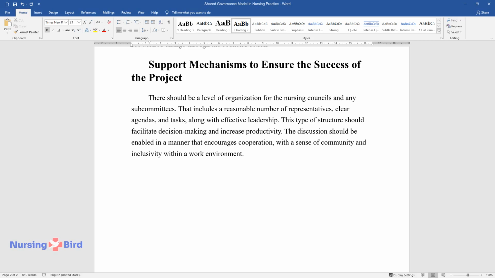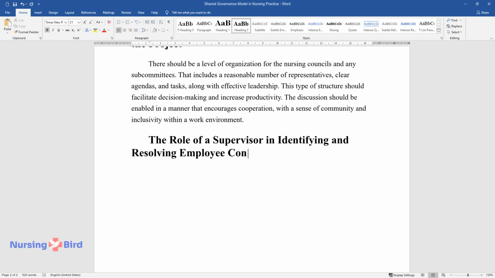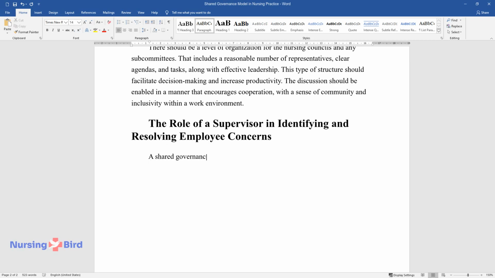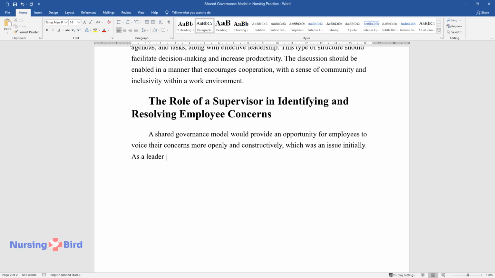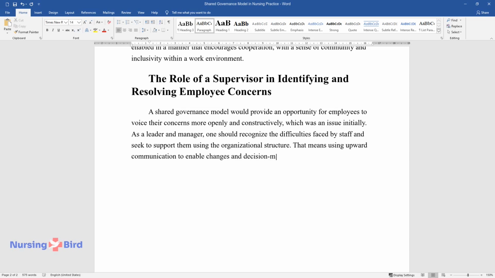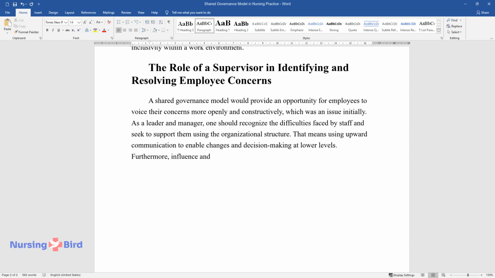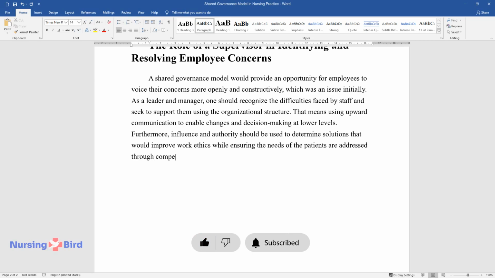The role of a supervisor in identifying and resolving employee concerns. A shared governance model would provide an opportunity for employees to voice their concerns more openly and constructively, which was an issue initially. As a leader and manager, one should recognize the difficulties faced by staff and seek to support them using the organizational structure. That means using upward communication to enable changes and decision-making at lower levels. Furthermore, influence and authority should be used to determine solutions that would improve work ethics while ensuring the needs of the patients are addressed through competent hospital functions.